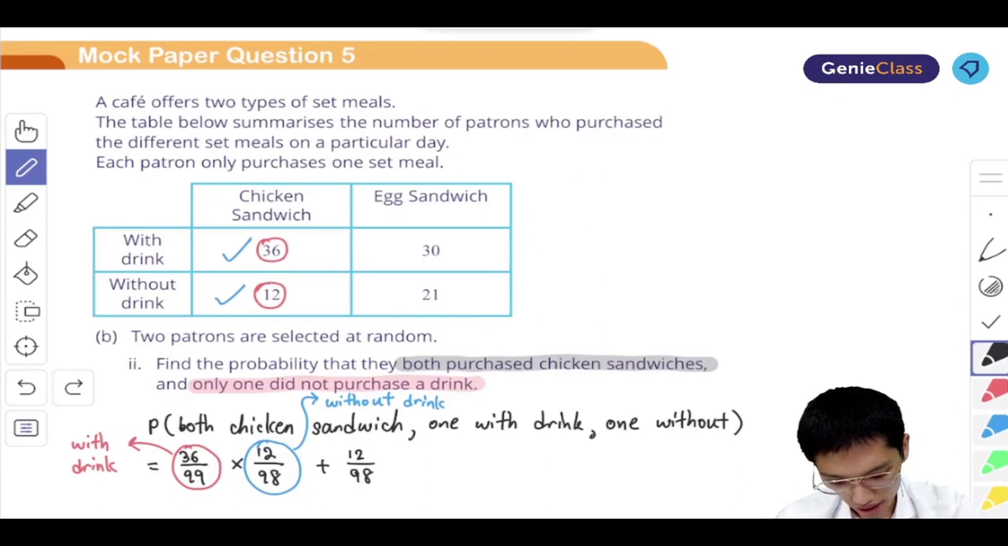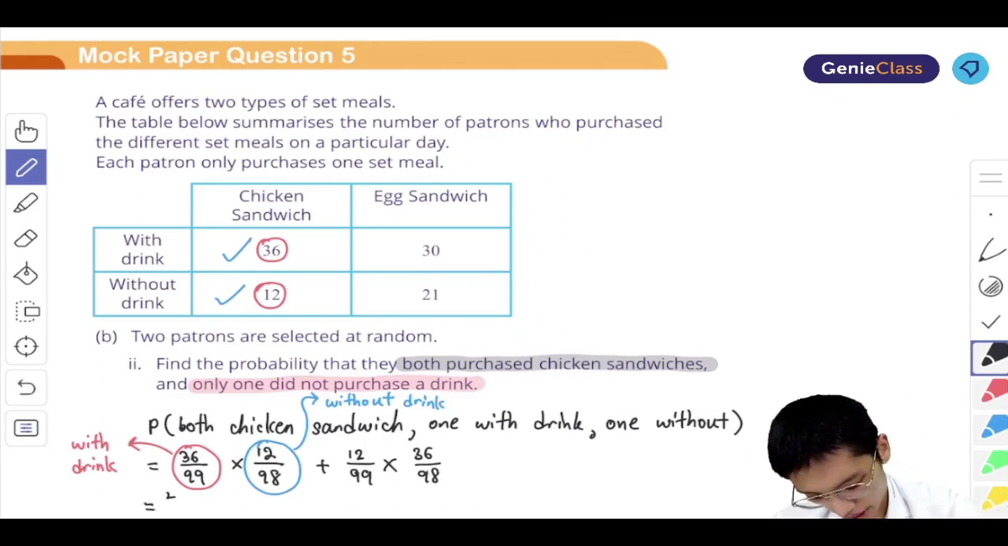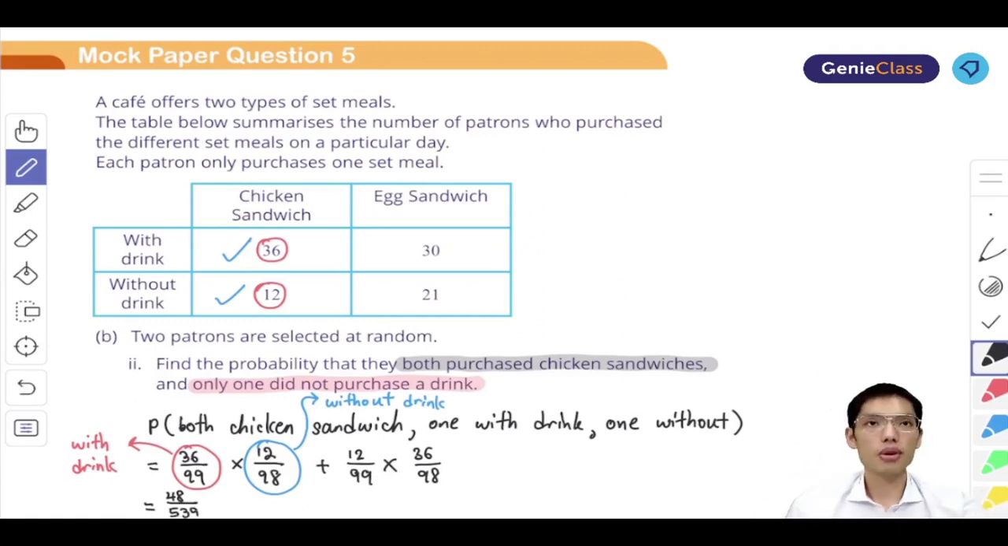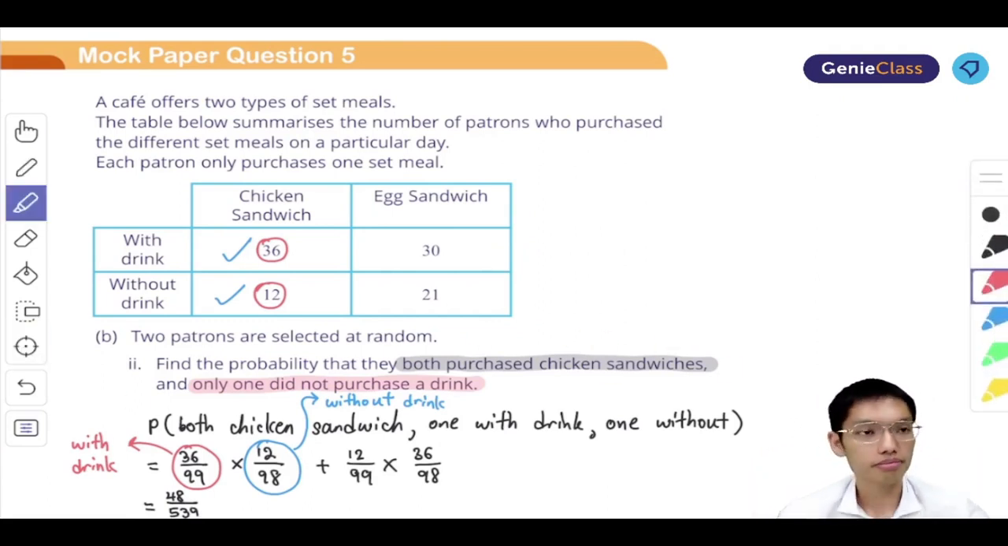99, sorry, is 99 because for the first person, there are 99 people. Second one is 36 over 98. Simplify them, you are going to get 48 over 539. So again, there are certain instances whereby tree diagrams do not really help, and over here you have to decipher the context of the question. Okay, again, if it's not clear, there's a little Q&A after that, and we can answer for you.